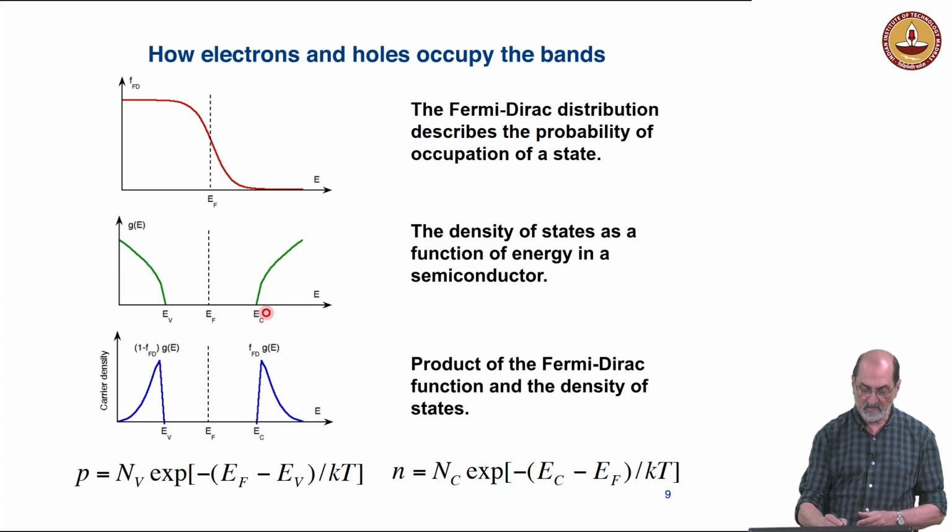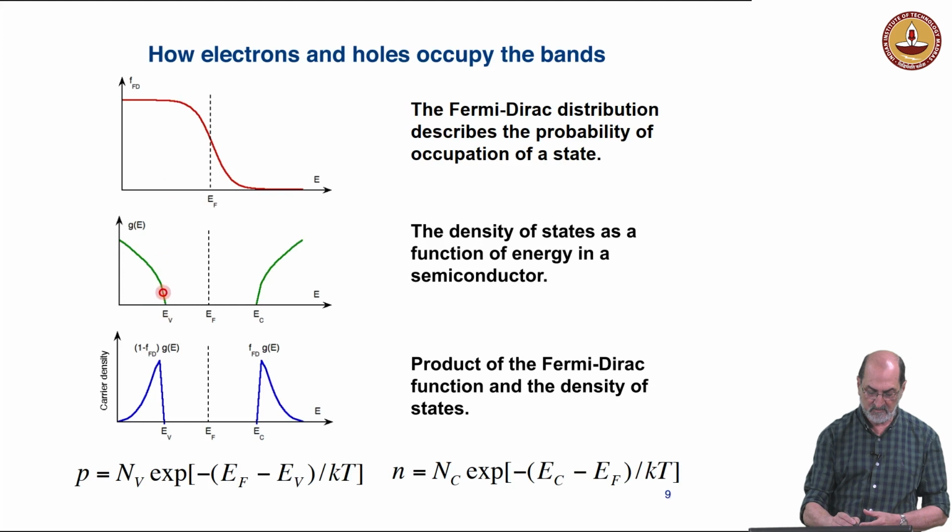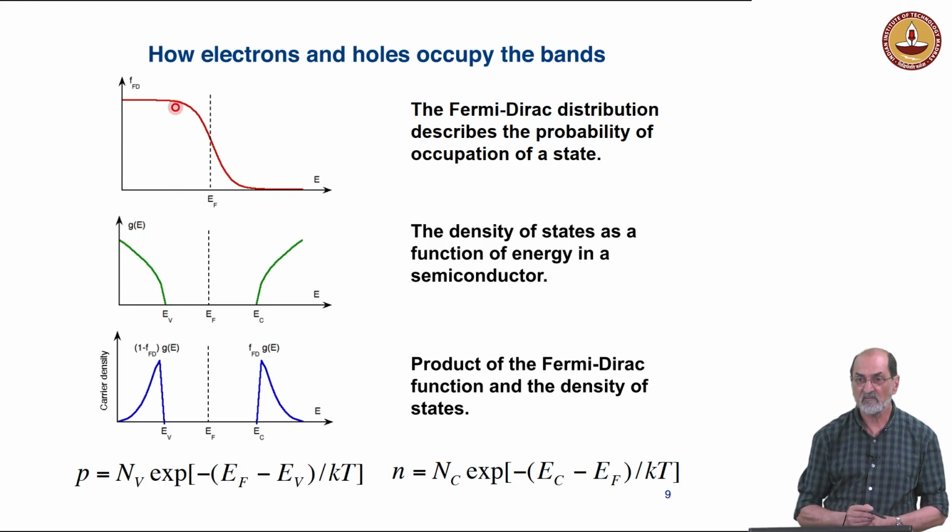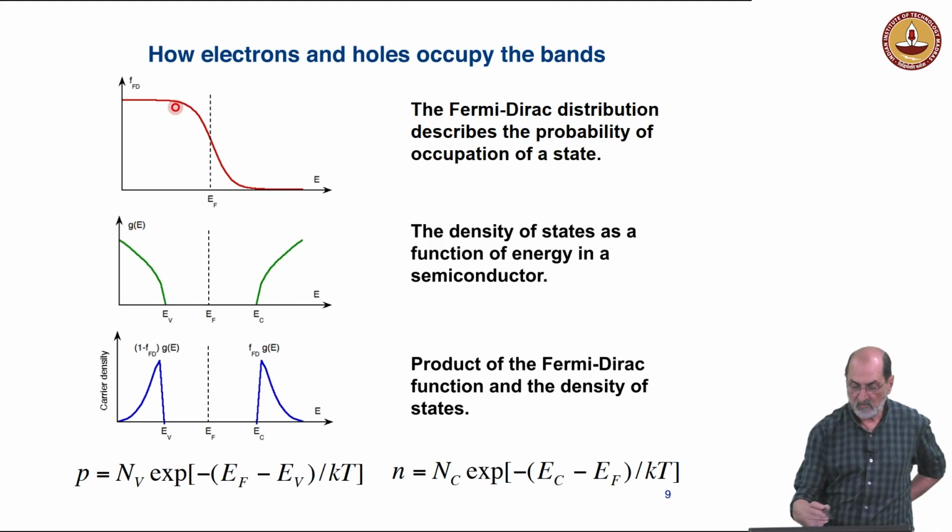That means that we have some electrons here. Where do those electrons come from? Well, they come from the valence band, where now the probability of having an empty state is non-zero. That would be 1 minus f, the probability of having an empty level. So here we have the Fermi level.